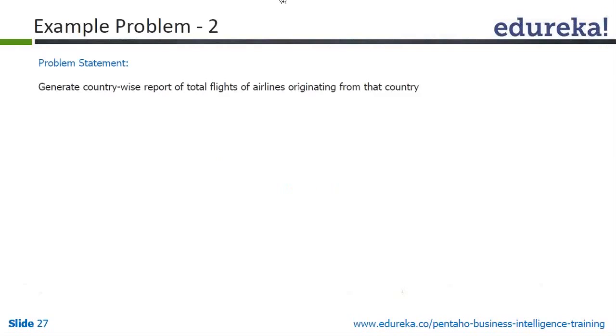Now here is another set of problems. So generate a country-wise report. So we have seen total flights. Now we have to generate country-wise reports so that we can classify all the airlines based on their country, the country to which they belong.